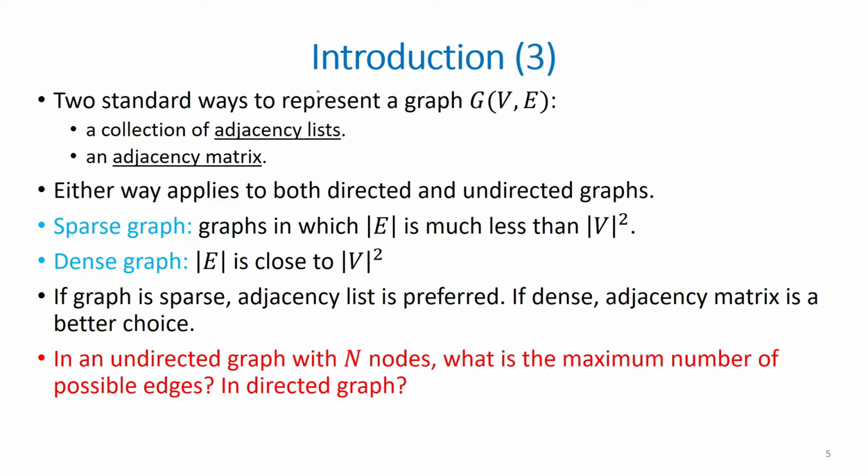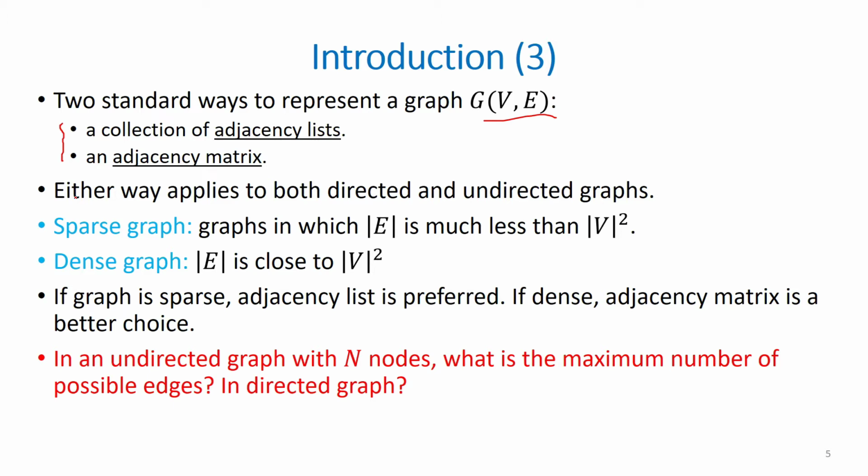Given a graph G(V, E), where V and E denote the set of vertices and the set of edges respectively, there are two commonly used representations: collection of adjacency lists and adjacency matrix. These representations can be used to characterize both directed and undirected graphs.